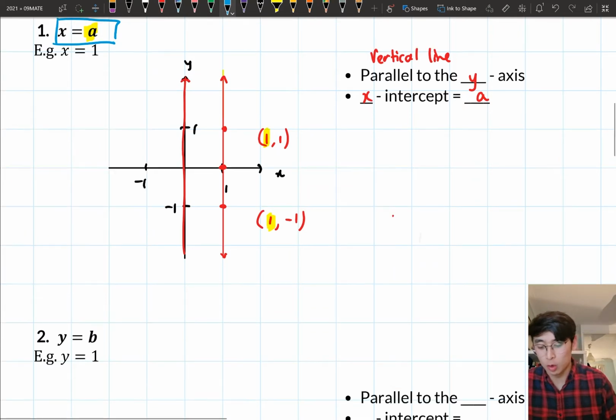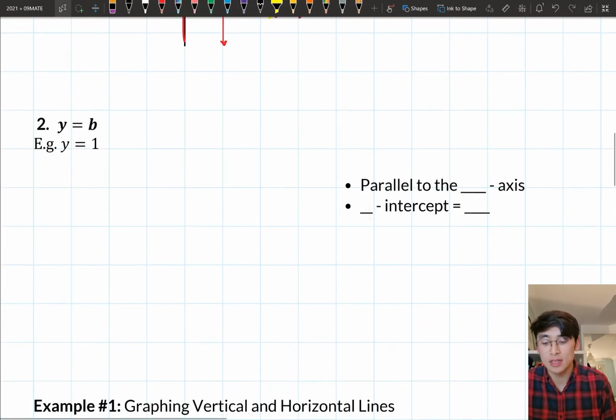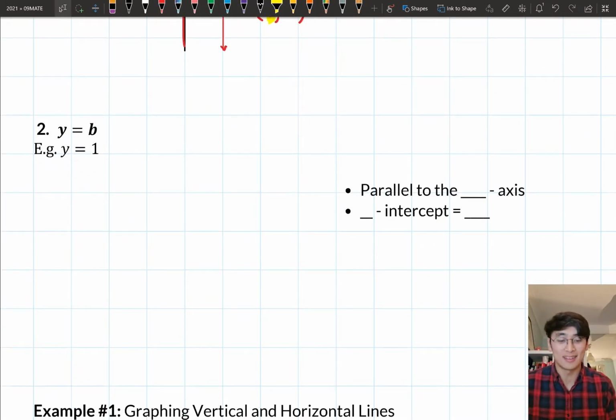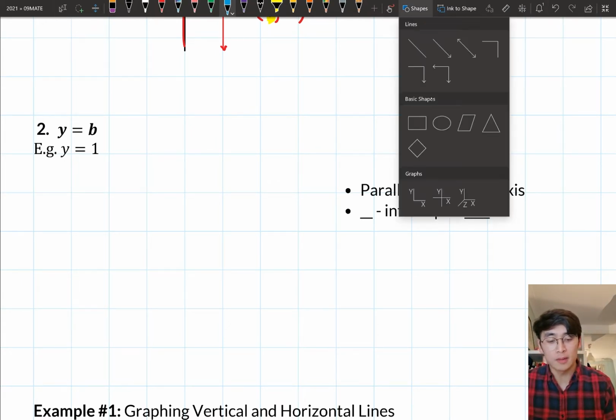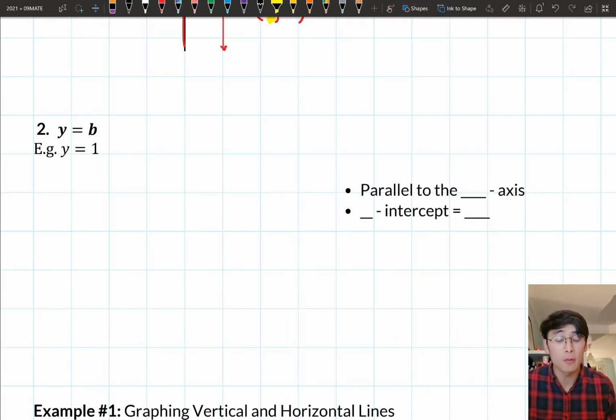The next one that we're going to have a look at is y is equal to b. So if you ever see a linear relationship where you have y is equal to a number, so for example, I've written down here y is equal to 1, hopefully, just by looking at the way that we did the previous one, you can identify how we actually can do this.